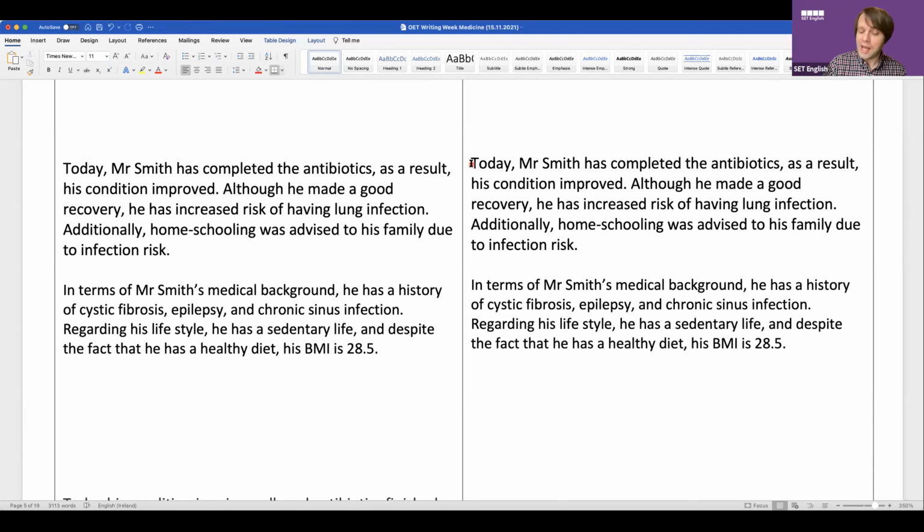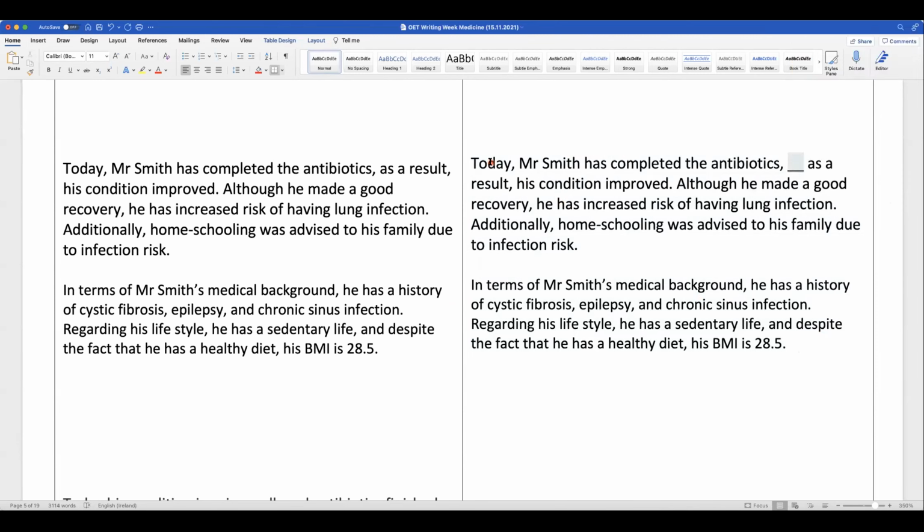Honestly, what tends to happen in these sessions is that the same questions emerge again and again because everyone makes the same errors, don't they? So let's read this one and then ask me the questions, okay? So today, Mr. Smith completed the antibiotics. As a result, okay, so what's missing here? There's two clauses.